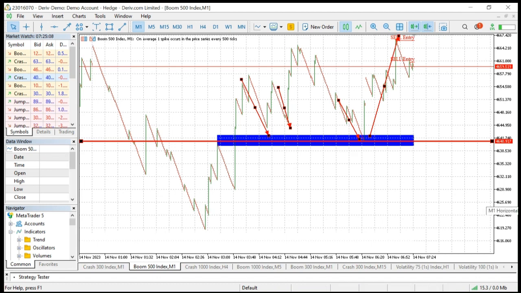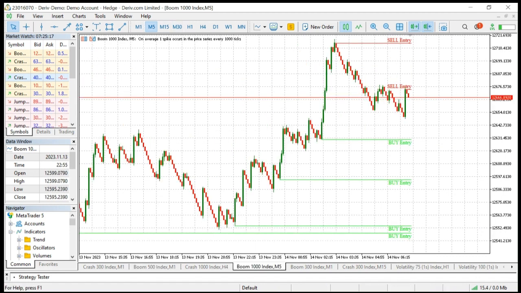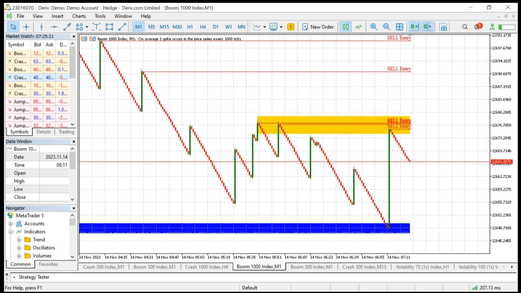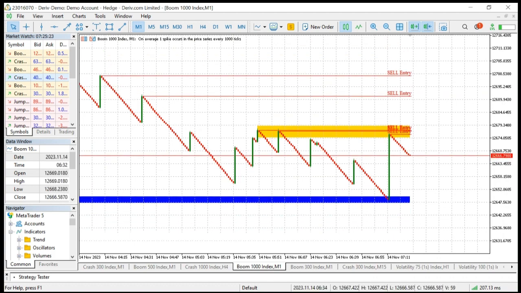So this is an easy way for you to catch spikes. You'll just be catching in this blue zone or the yellow zone depending on what you're looking at. Again, if you go to the Boom 1000, I want to show you something else. Okay, this is a clear and perfect example of what I'm talking about.